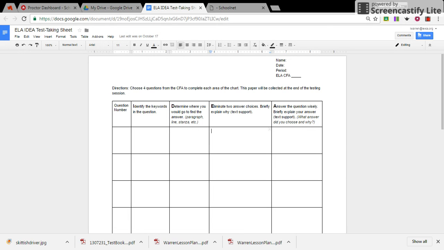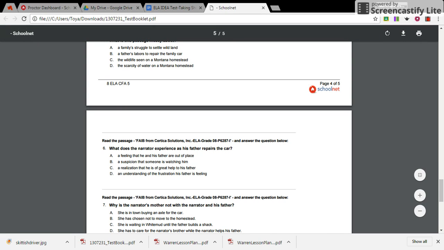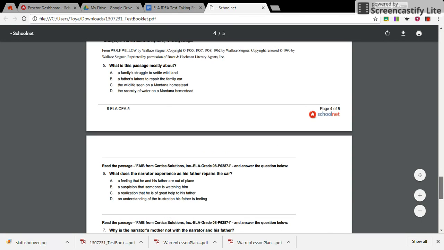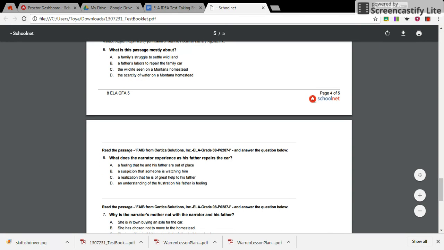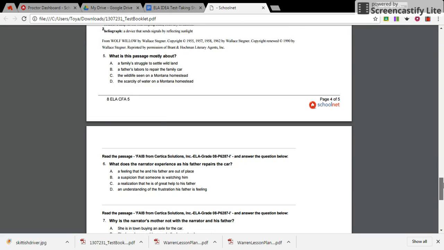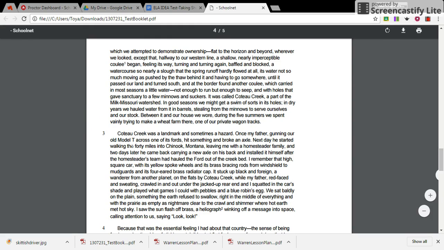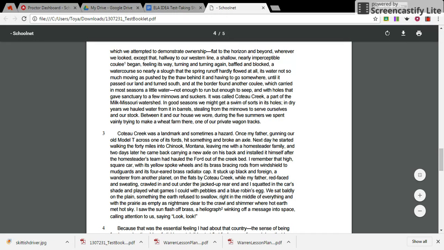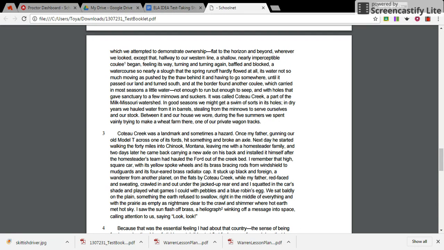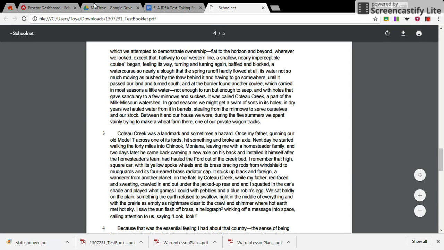And then for the last part, you're answering the question wisely. What ended up being the answer choice that you chose? And briefly tell me, with some support from the text, why you chose that answer. For example, if you chose B, a suspicion that someone is watching him, you need to be able to tell me what part of the text led you to believe that it was B. You could simply say, paragraph 3, it said da da da da, and then whatever it is that it said.